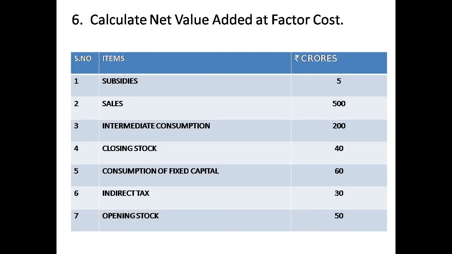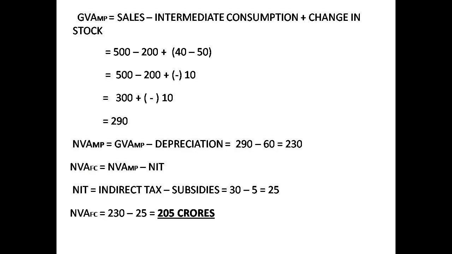Let us see one more problem. Calculate net value added at factor cost, NVA FC. They have given subsidies, sales, intermediate consumption, closing stock, consumption of fixed capital, indirect tax, opening stock, all these are given. Let's see how we calculate. GVA MP we have to calculate first because we have the formula for GVA MP only. Sales minus intermediate consumption plus change in stock.